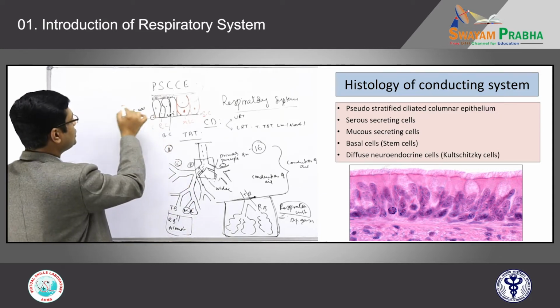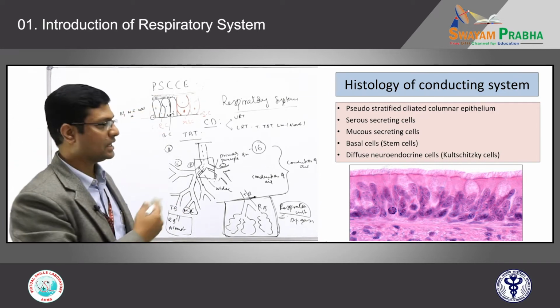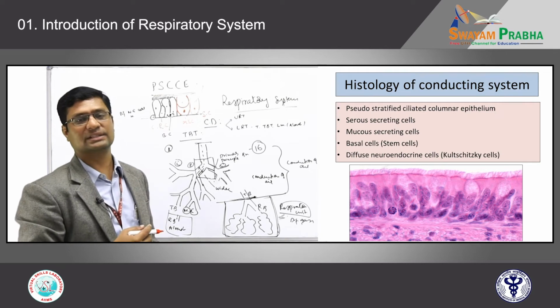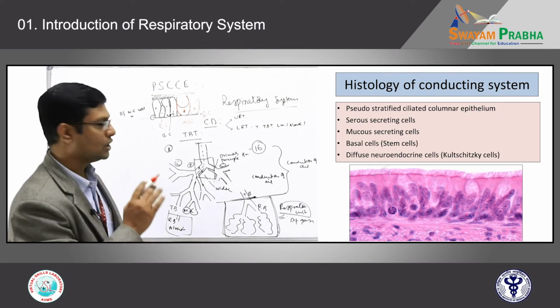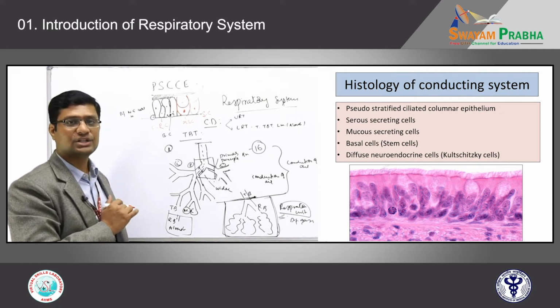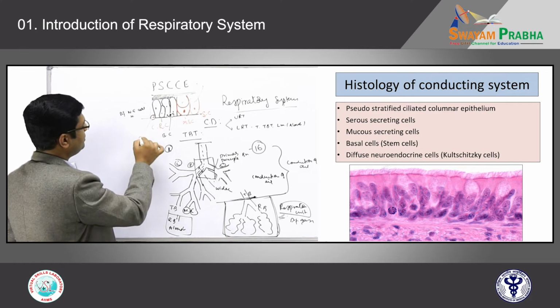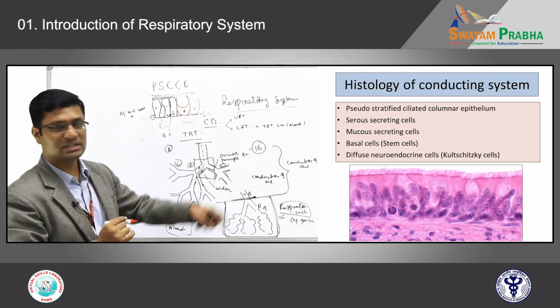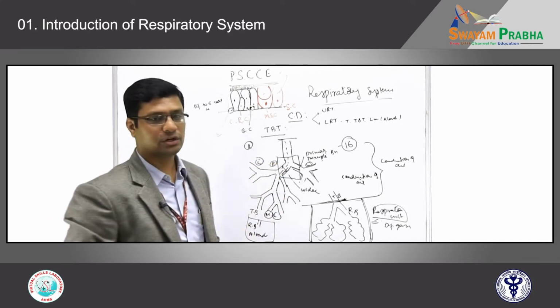All neuroendocrine tumors of the respiratory tract, which we are going to talk about when I take up the tumors of the lung, for example, the carcinoid tumor, atypical carcinoid, small cell carcinoma, large cell neuroendocrine carcinoma, all these tumors arise from the neuroendocrine cells, that is called the Kulchitsky cell, right. This is about the tracheobronchial tree.